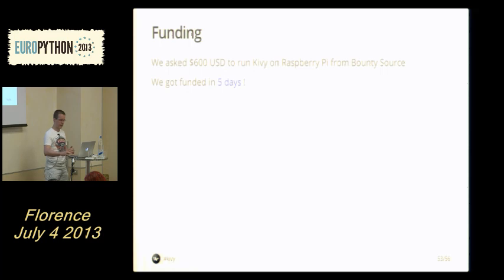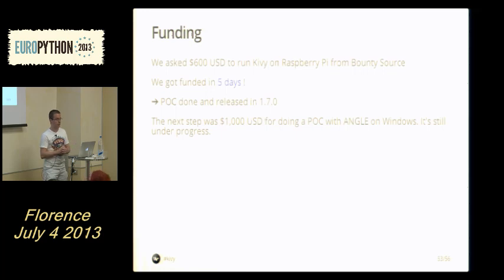And I tried to get a little bit more money because the work needed for the Raspberry Pi could be used to improve the Windows version. So the next step is to do a POC to use Angle. Very fast, Angle is a project by Google, Mozilla, and I don't remember the other one, to be able to translate OpenGL into DirectX, because OpenGL support on Windows really sucks, but DirectX is working. So the Angle project is doing that.